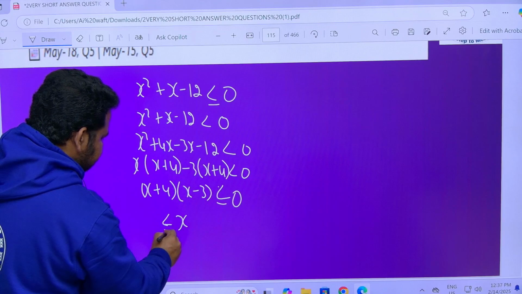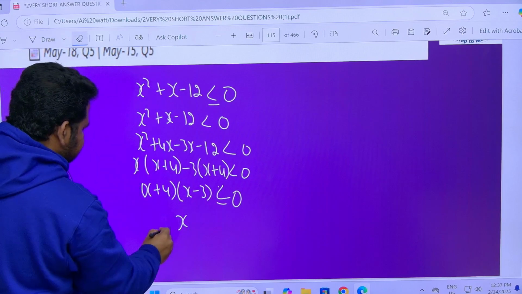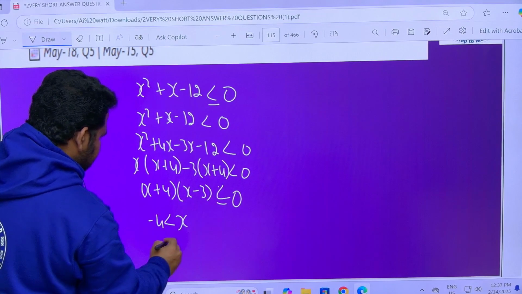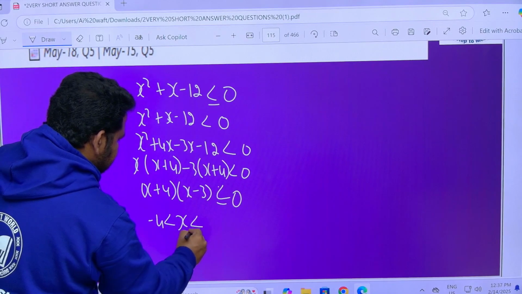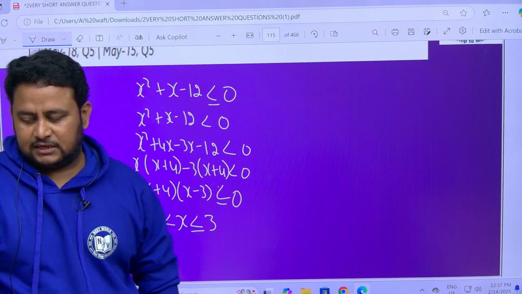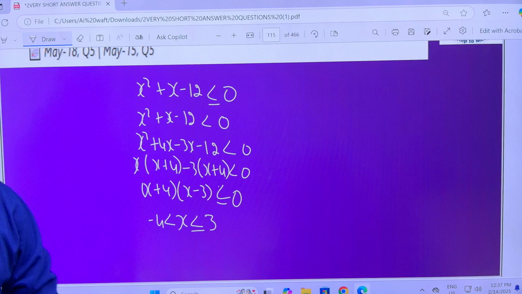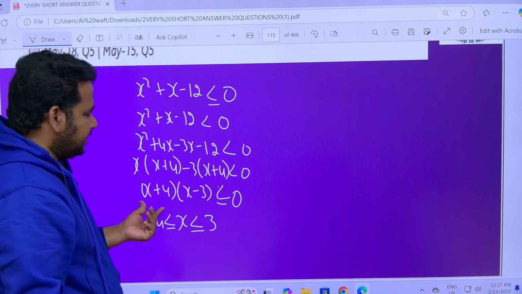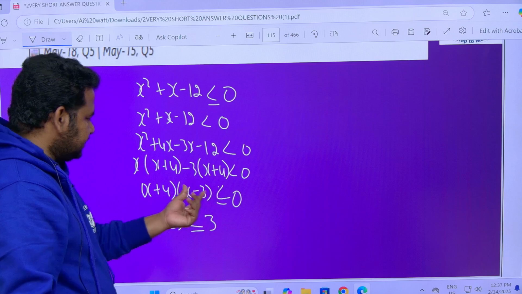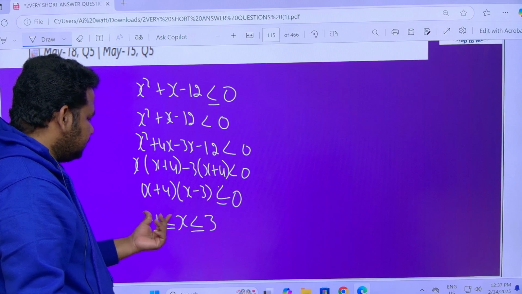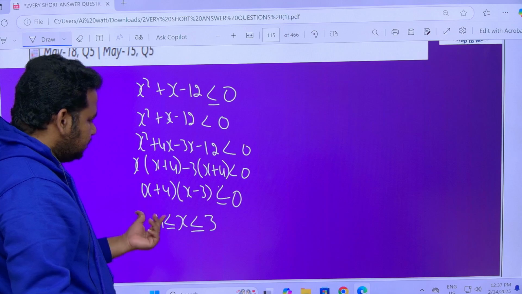So the value of x will range from greater than minus 4 but less than or equal to 3. Not just greater, it is equal also, because we are getting exactly equal, right friends? If we equate it to 0, x will be equal to minus 4 and x will be equal to 3. So x will range between minus 4 and 3, including minus 4 and 3.